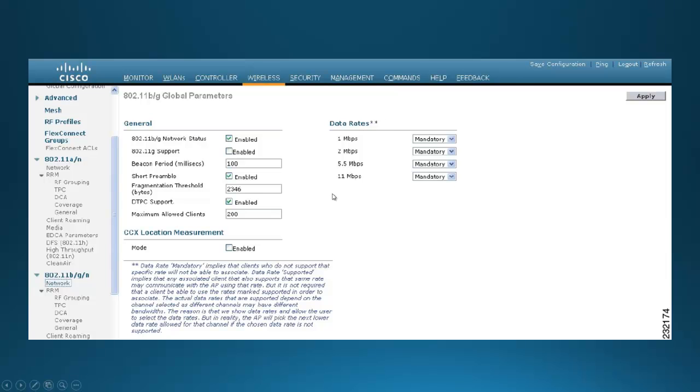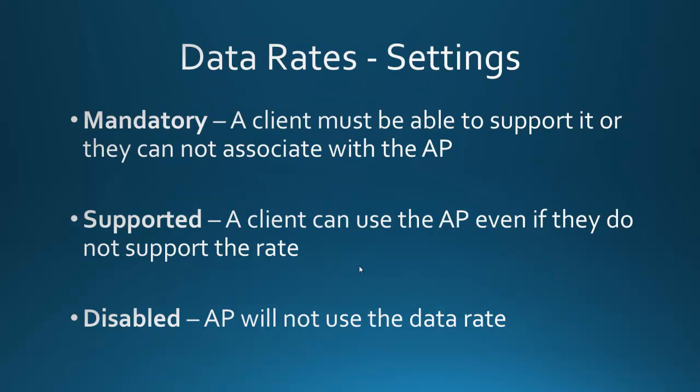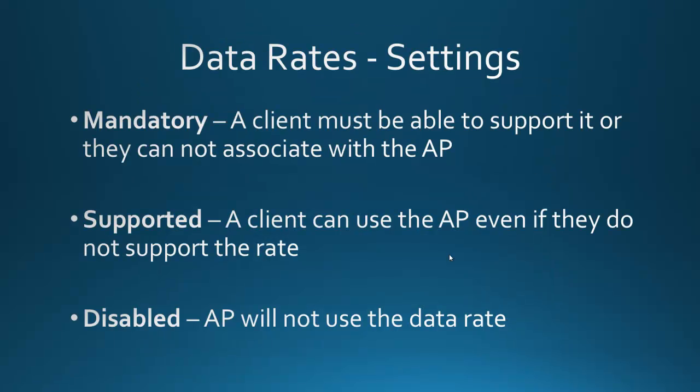Now, there are more slides of more data rates. If a data rate is supported, then the client has to support all those data rates, or the client cannot associate. Now, I'm sorry, that's mandatory. Let me just go to this slide. If it's mandatory, the client must be able to support it, or they cannot associate with the access point. If it's just supported, a client can use the access point even if they don't support that certain rate or several of the rates. As long as they support one of the rates, you're good. And then obviously, if it's disabled, the AP will not use that data rate.